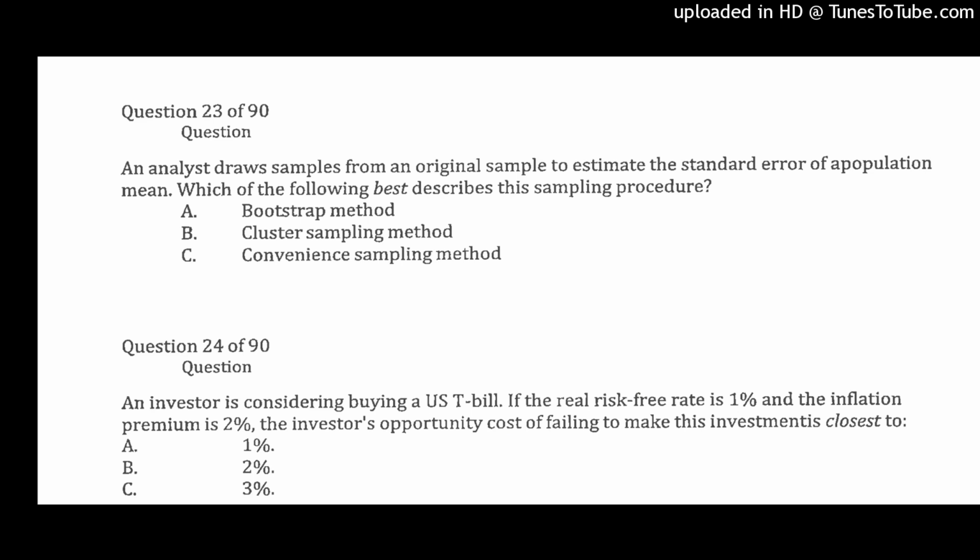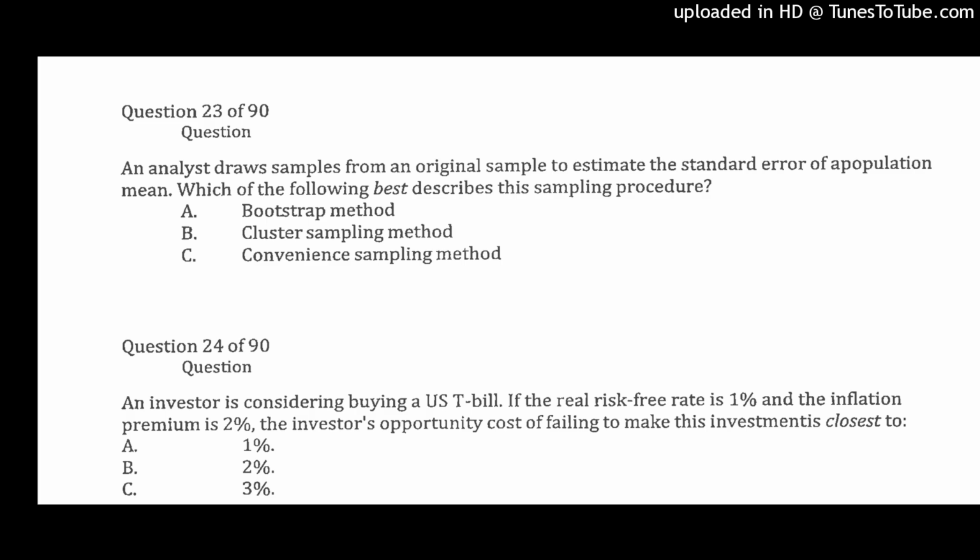Again, this is a very simple yet tricky question because of the options given. We need to exactly understand how the question is framed and how the options are given. So here the question is: an analyst draws samples from the original sample to estimate the standard error of the population mean. Which of the following best describes this sampling procedure?